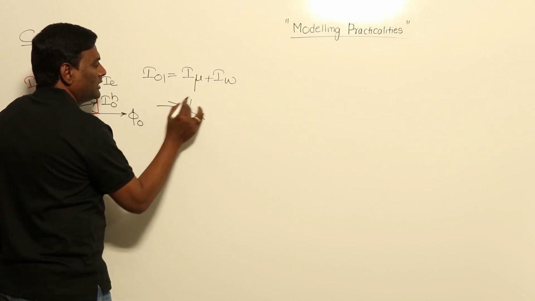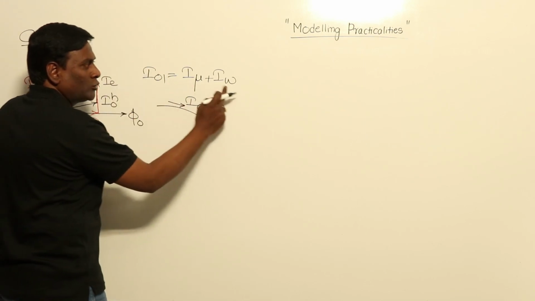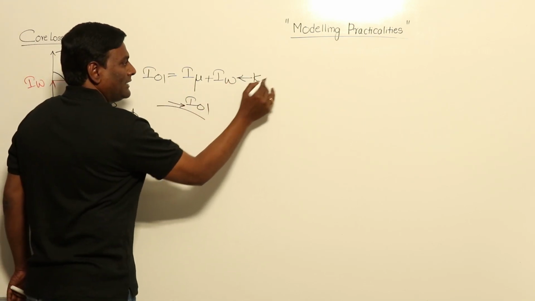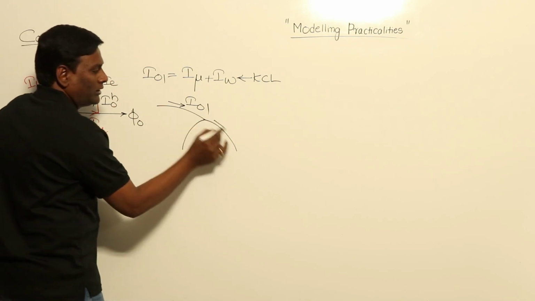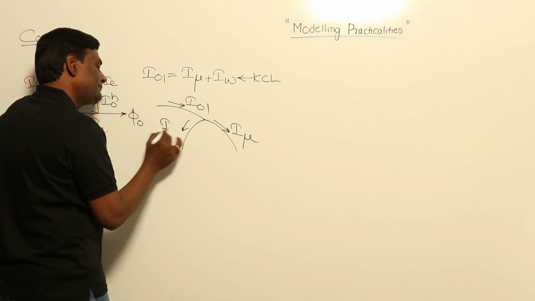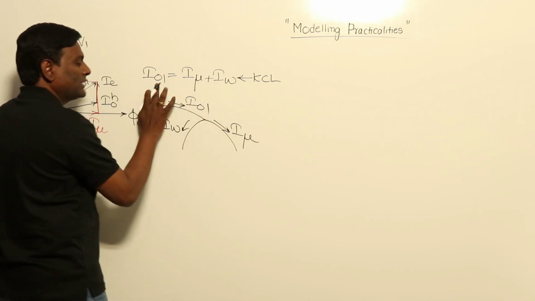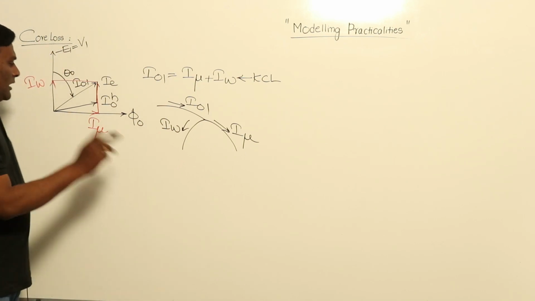For example, if I01 is entering into the circuit, that has to be divided into 2, because it is forming KCL, it is dividing into 2. So one I can think of as I mu, another I can think of as IW, such that I mu plus IW is going to be I01.